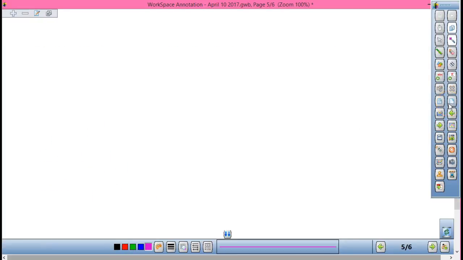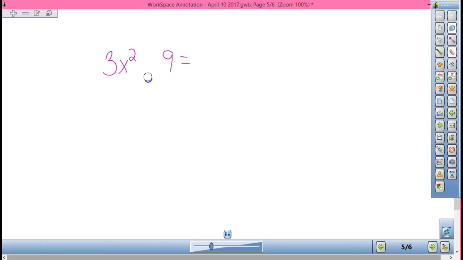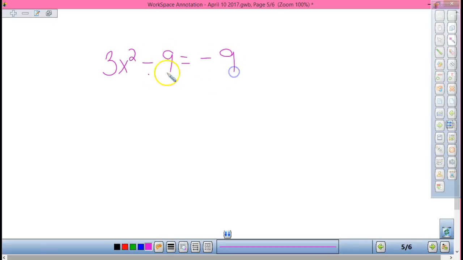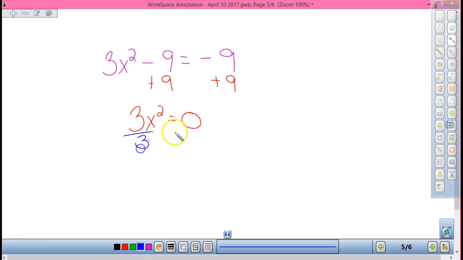Let's say I've got 3x squared plus 9 equals -9. First step to get x squared by itself. Add 9. So 3x squared equals 0. Now what? Divide by 3. So x squared equals 0. So now when I take the square root, x equals 0.